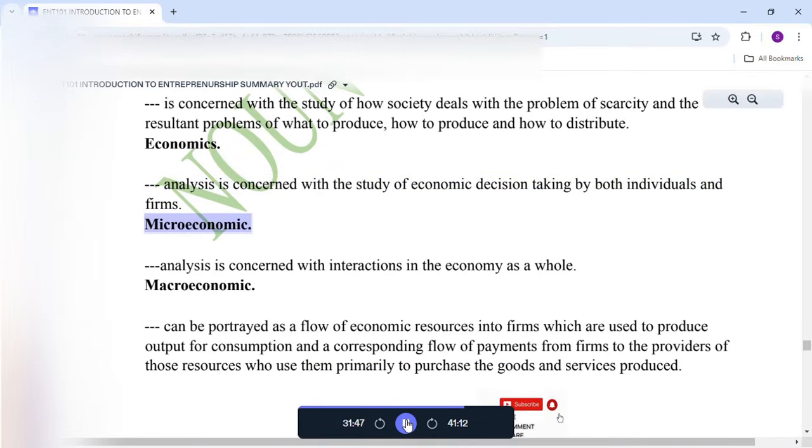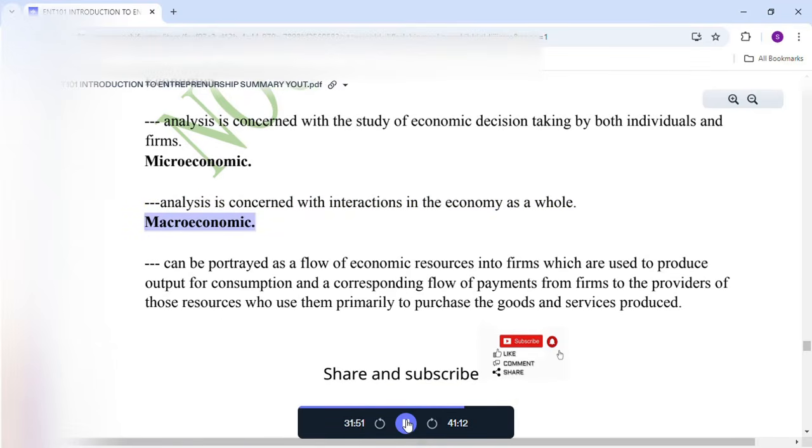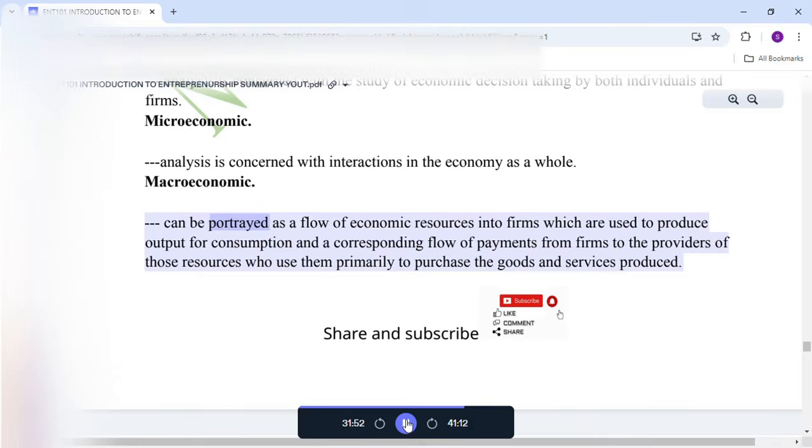Macroeconomic analysis is concerned with interactions in the economy as a whole. The economy can be portrayed as a flow of economic resources into firms which are used to produce output for consumption and a corresponding flow of payments from firms to the providers of those resources who use them primarily to purchase the goods and services produced.